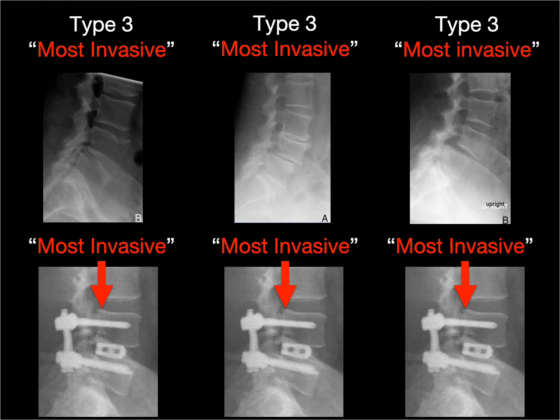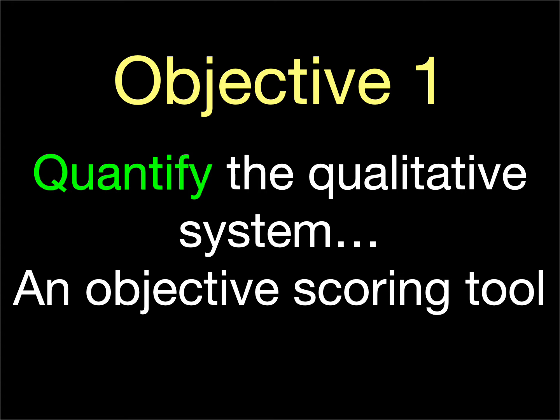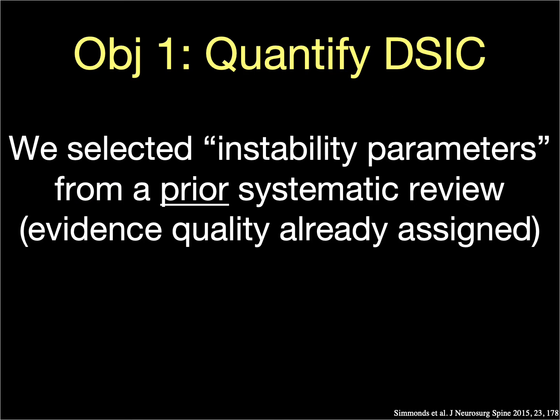You can easily imagine how, regardless of the clinical and radiographic parameters, surgeons can overestimate instability and thus offer more invasive surgery if they wish. Our first objective for this study was to quantify the qualitative system, thus deriving an objective scoring tool. So we used instability parameters that had been previously selected by a prior systematic review.